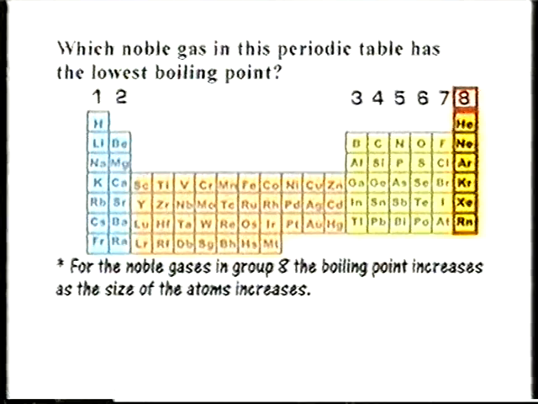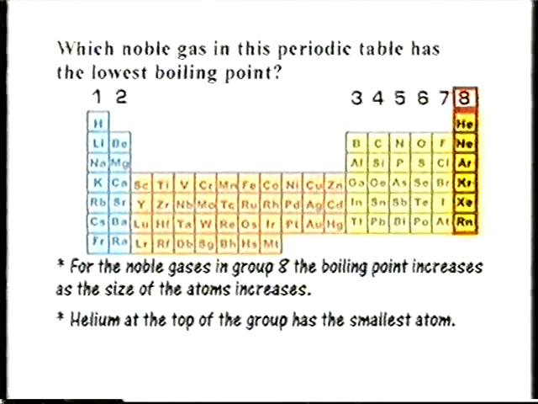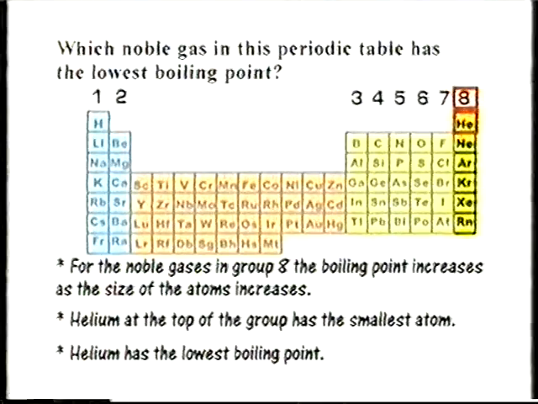For the noble gases in group 8, the boiling point increases as the size of the atoms increases. Helium, at the top of the group, has the smallest atom, with one shell with 2 electrons. So helium must have the lowest boiling point.